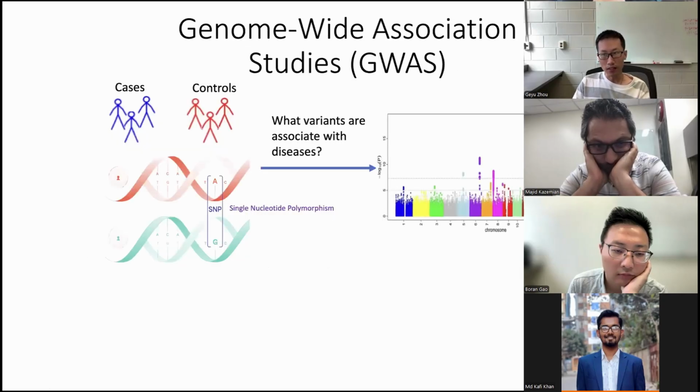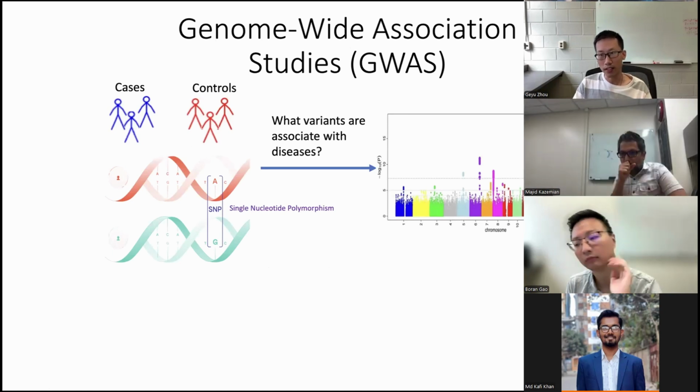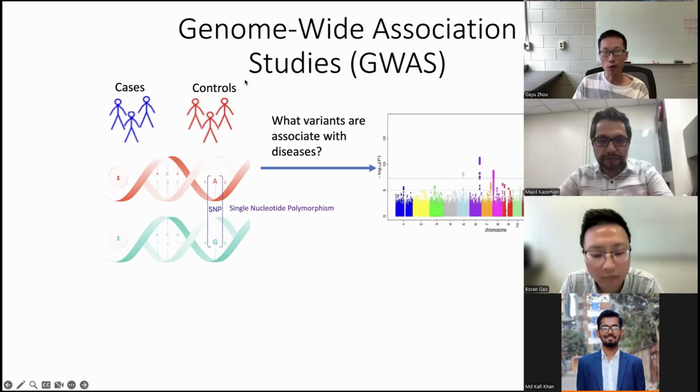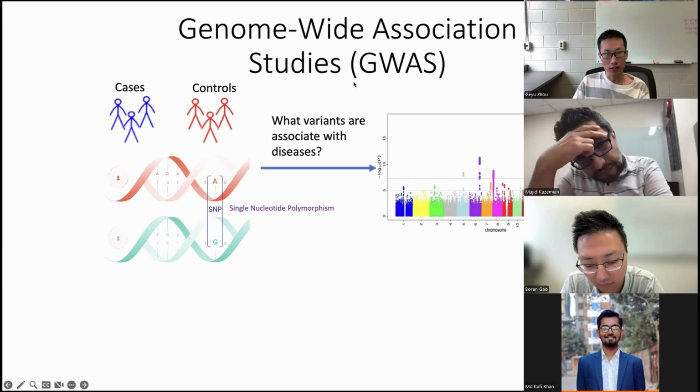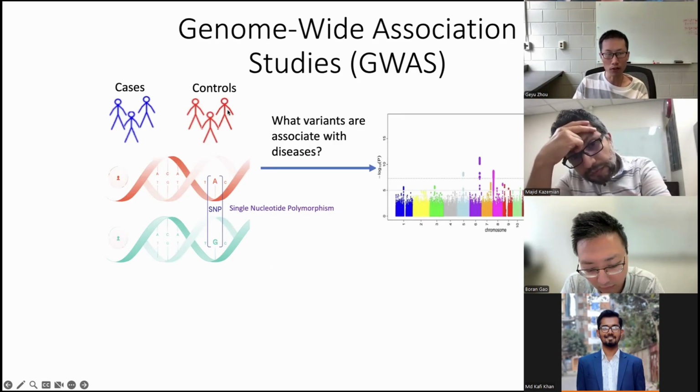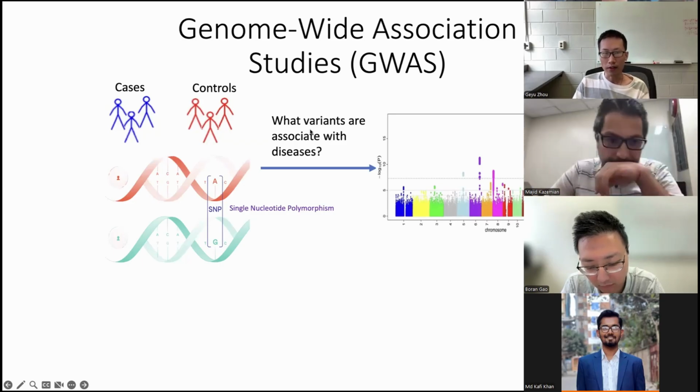To study how genetic variation is linked to complex traits, people often carry out the so-called genome-wide association study. A genome-wide association study, or GWAS, works by first recruiting cases and controls to form a cohort. Then it genotypes a bunch of SNPs across the genome, and studies which variants or SNPs are associated with diseases or complex traits.